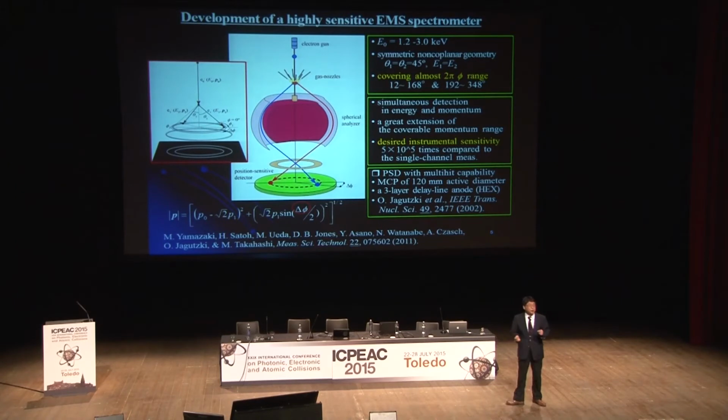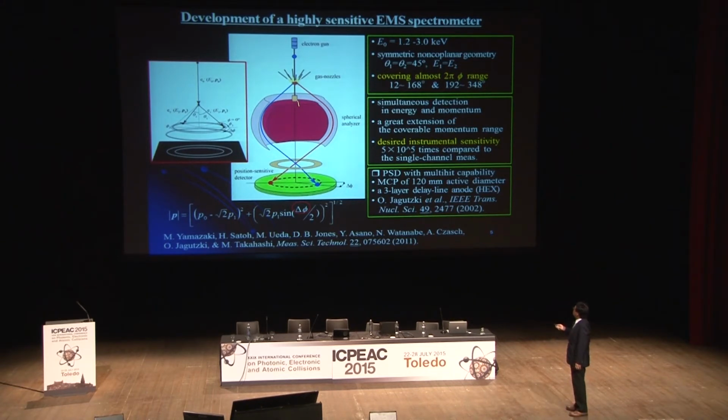This is a schematic picture of the latest version of our EMS spectrometers. We use the symmetric non-coplanar geometry in which the magnitude of the target electron momentum can be determined only from the out-of-plane azimuthal angle difference between the two outgoing electrons detected. The idea here is to achieve the desired instrumental sensitivity by covering almost completely the available azimuthal angle range for the symmetric knockout (e,2e) reaction.